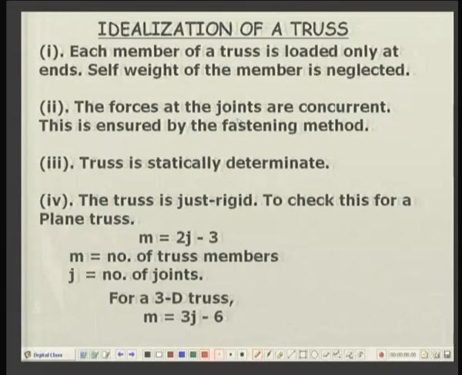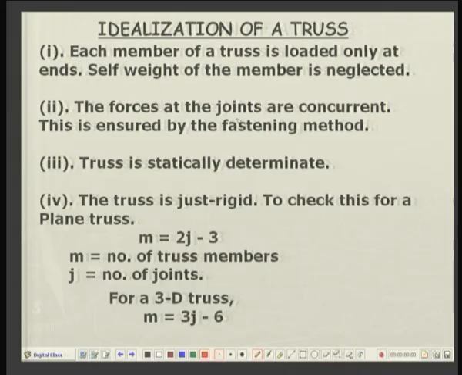Now what are the conditions to ensure that our truss is just rigid? For a 2-dimensional case, the following condition should be checked: m is equal to 2j minus 3, where m is the number of truss members and j is the number of joints. For a 3-dimensional truss, m is equal to 3j minus 6.